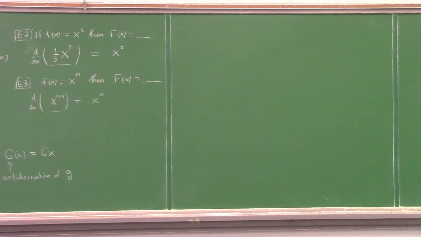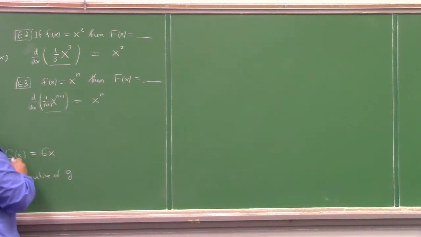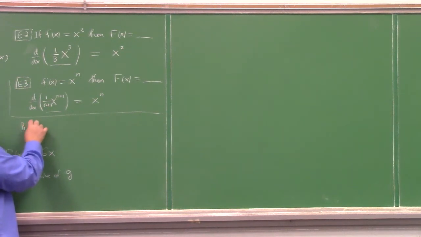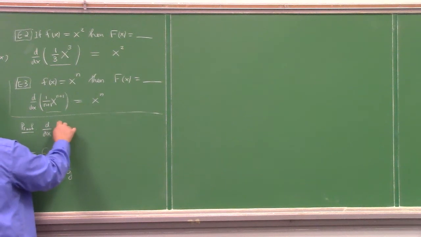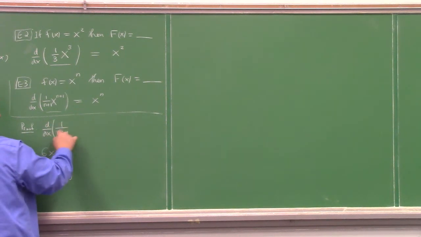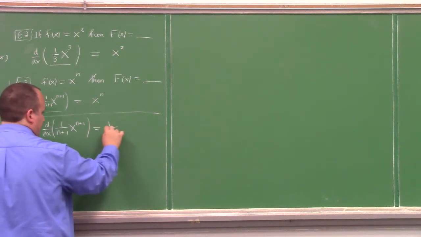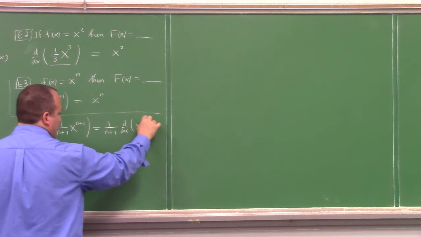And you guys have seen the pattern. We divided by 2, we divided by 3. Now we have to divide by n plus 1. Let me give you a little proof here. Let's do the differentiation. How do we differentiate 1 over n plus 1 times x to the n plus 1? Well, it's a constant, so we pull the constant out. And then we have the derivative of x to the n plus 1.